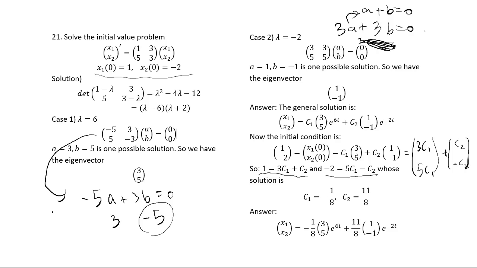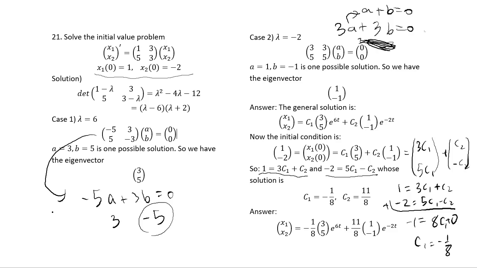Well, an easy way to do this is if you write it like 1 equals 3c1 plus c2, and -2 equals 5c1 minus c2. If you simply add them together, these two add up to 0, these two add up to 8c1, and then this one is 1 minus 2, so it's -1. So if you solve for c1, you get -1/8. And then you plug this into either one of these to solve for c2. And if you solve for c2, this is what you get. And once you get it, you plug them back into our general solution, and this is what you get.